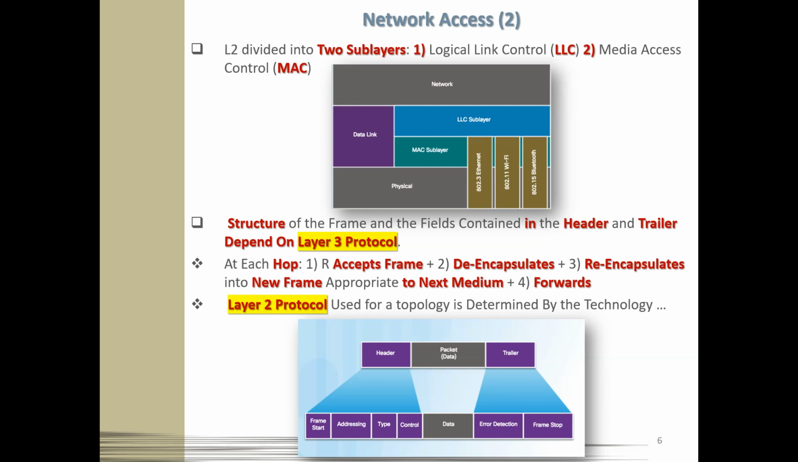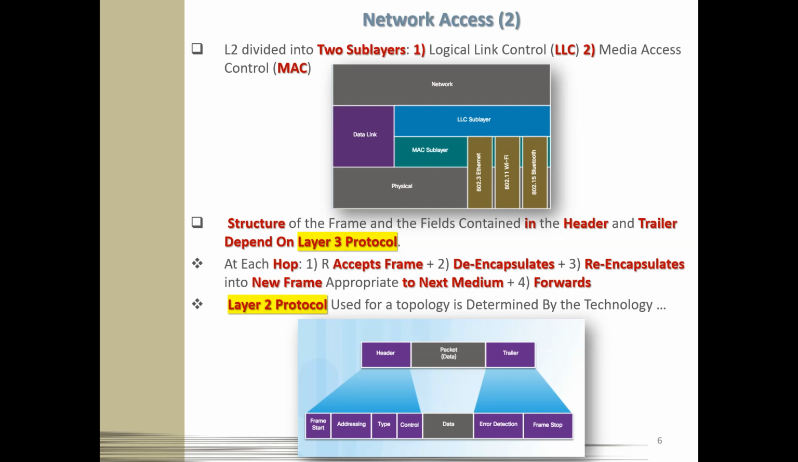And fourthly and finally, we forward that new frame, which is now appropriate to the medium of the next segment of the network. This process happens at each hop along the path from the source to the destination.